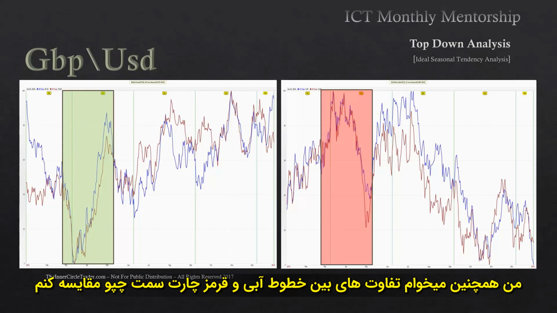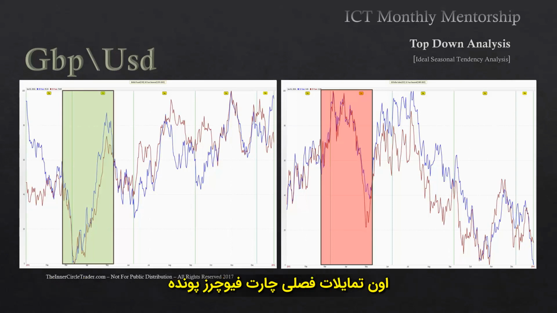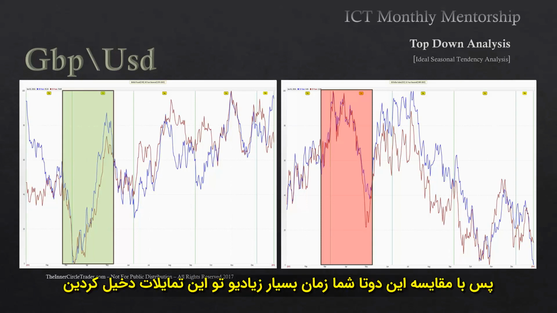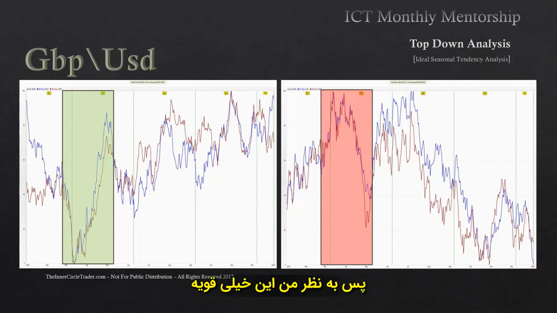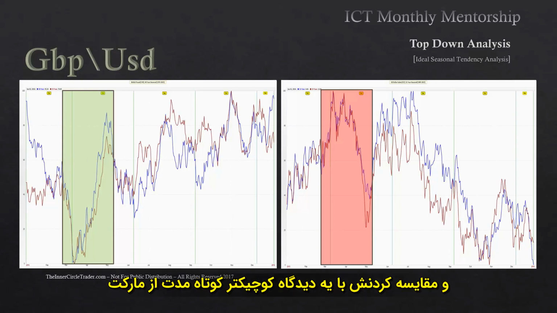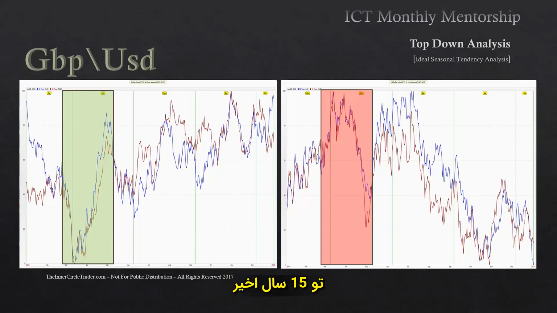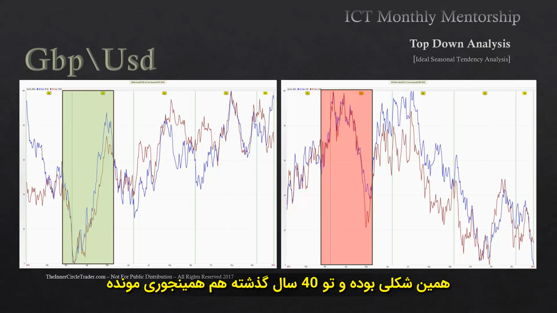I want to contrast also the difference between these blue and red lines. On the chart on the left-hand side, that's the British pound's futures seasonal tendency. The blue line represents 40 years of data, and the red line represents 15 years of data. So by contrasting that, you have a lot of time factored into these tendencies. In my opinion, this is a really strong one because it's many years worth of data, and it's also contrasting it with a smaller short-term view of the marketplace, where in the last 15 years it was there, and in the last 40 years it was still there.